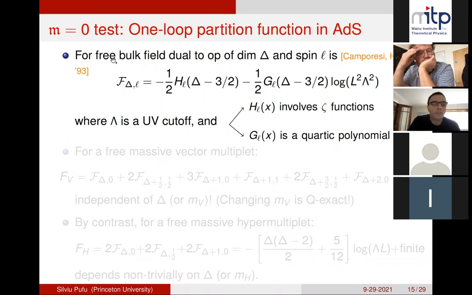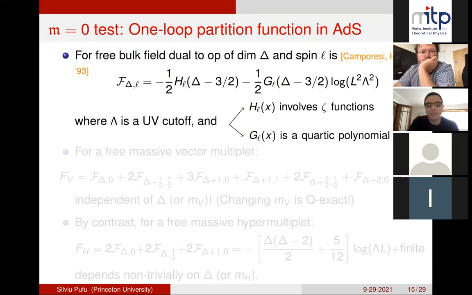So for a free bulk field whose dual has some operator of dimension delta and spin L, the contribution to the sphere free energy is given by some complicated expression. There's some term involving zeta functions, because this one loop determinant is computed using zeta function regularization. And then there's some term that's actually divergent and depends on some UV cutoff. But it's also there.